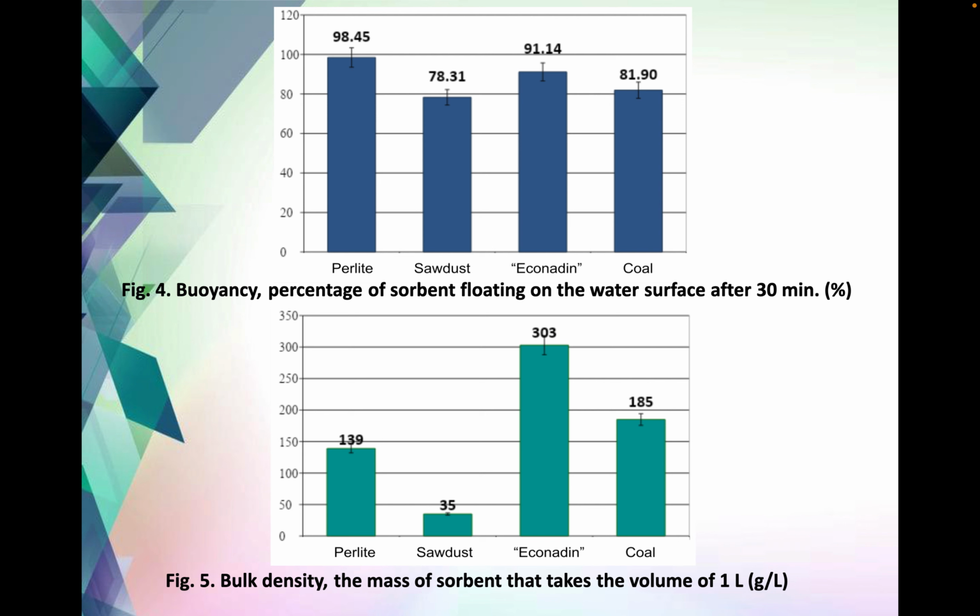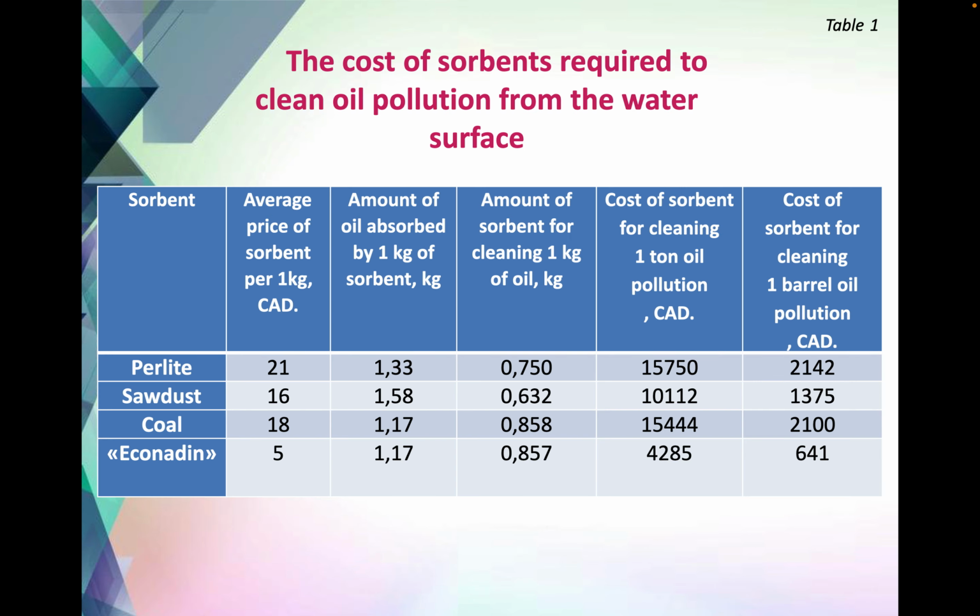Bulk density is the main indicator of efficiency when choosing the sorbent. This indicator is related to transportation and economic profitability of using the sorbent. In order of increasing bulk density, the studied sorbents can be placed in the following order: sawdust, perlite, coal, econidine. The cost of the studied oil sorbents was researched. It shows that it is economically advantageous to use econidine and wood sawdust for cleaning oil pollutions. These materials have lower cost than activated carbon and perlite.